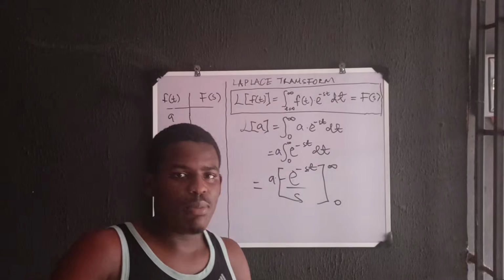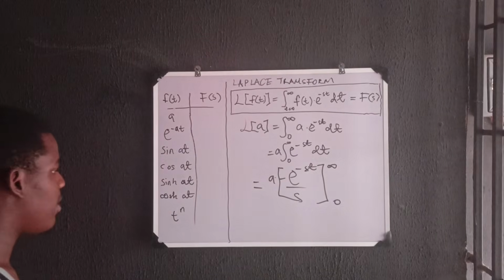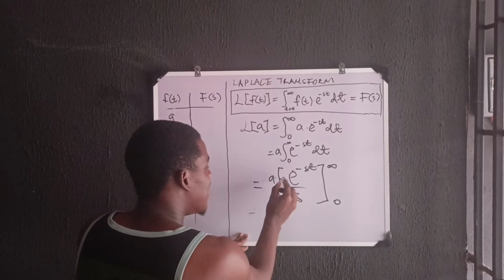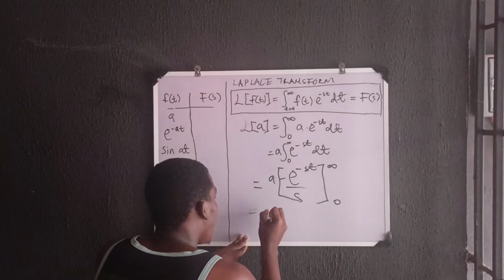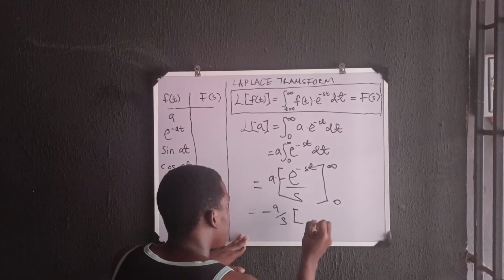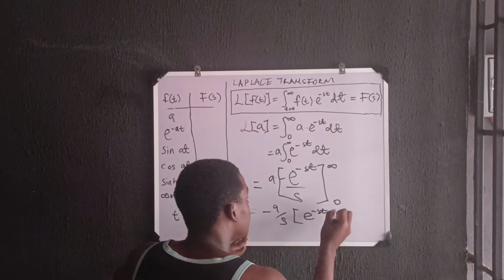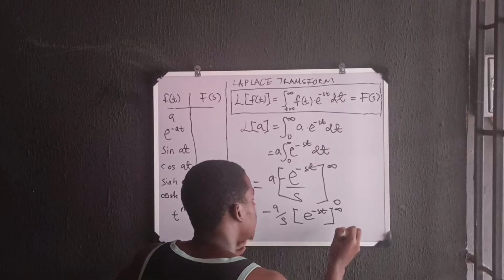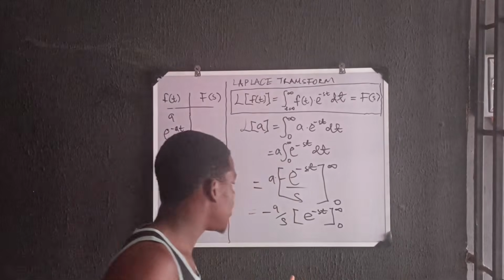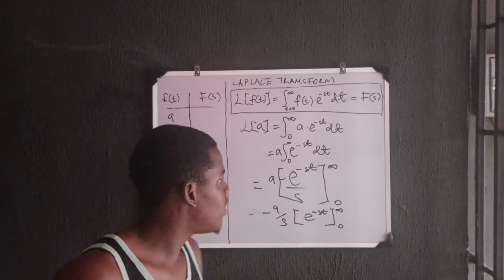Now, it still falls within the boundary of infinity and 0. So what is our next step? We bring out negative 1 over s. So we have negative A over s times e power minus st, from infinity to 0. Do we understand? So now, what are we going to do from here?